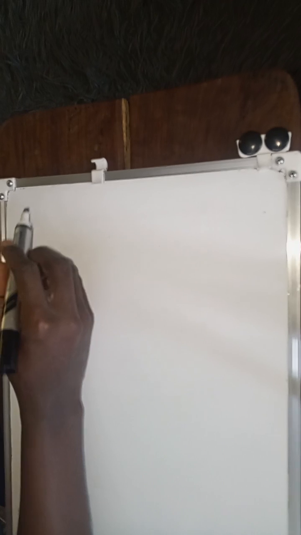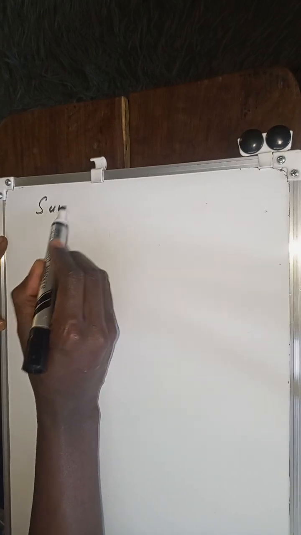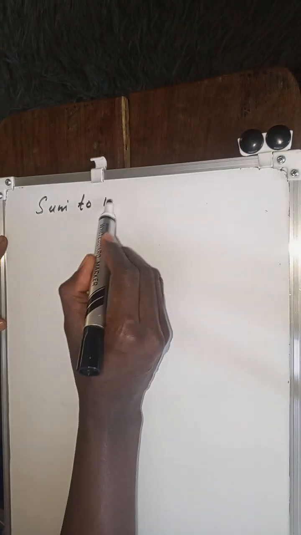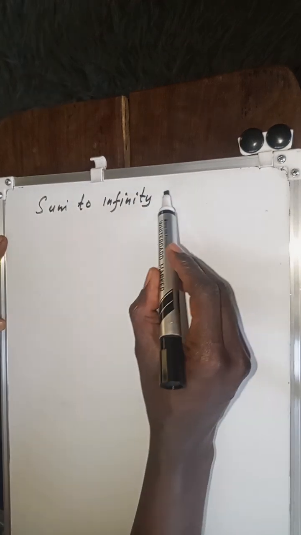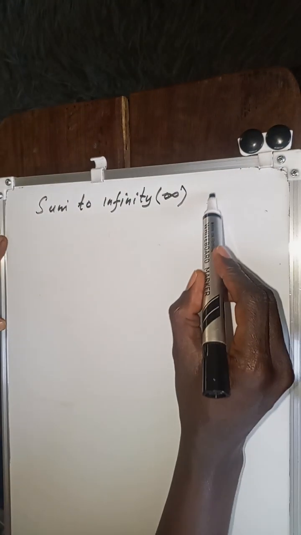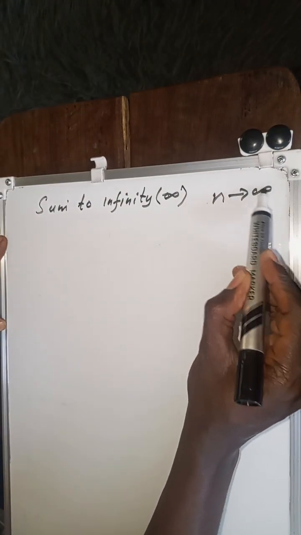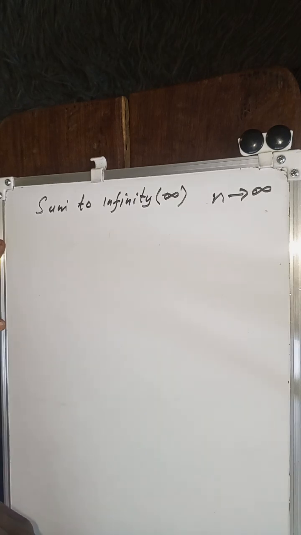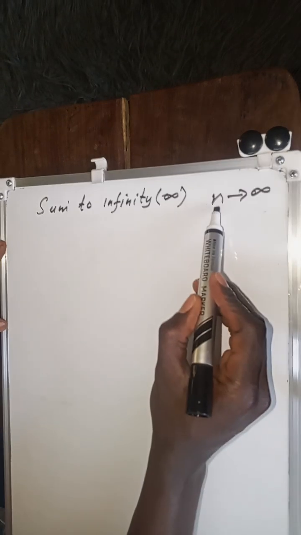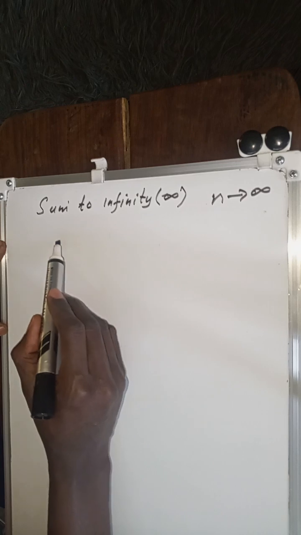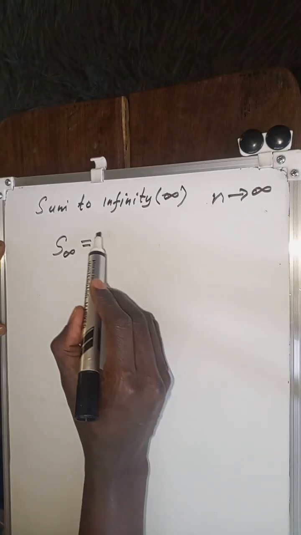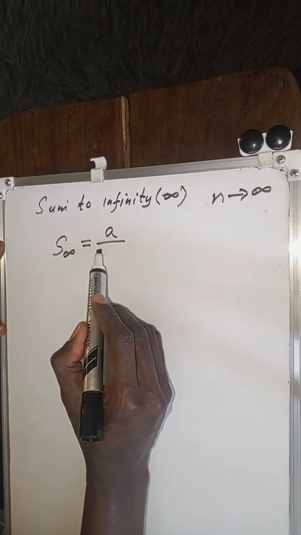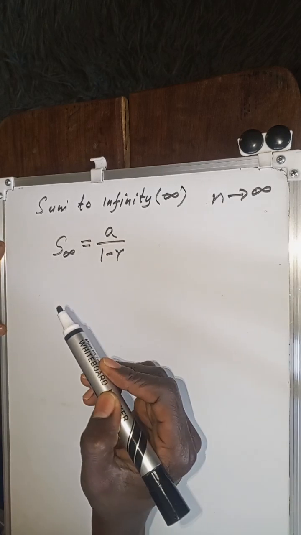Again, the last thing that they are going to be asking you is to find the sum to infinity. So if they tell you to find the sum to infinity, we use that symbol. That's the symbol for infinity. When our n is going to infinity, that is what we mean in our situation. So when our value of n is going to infinity, we can apply the formula: the sum to infinity is equal to the first term over 1 minus the common ratio.